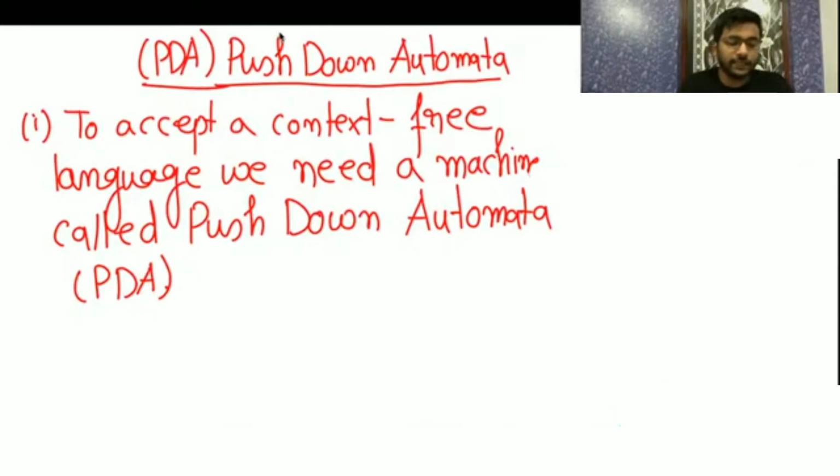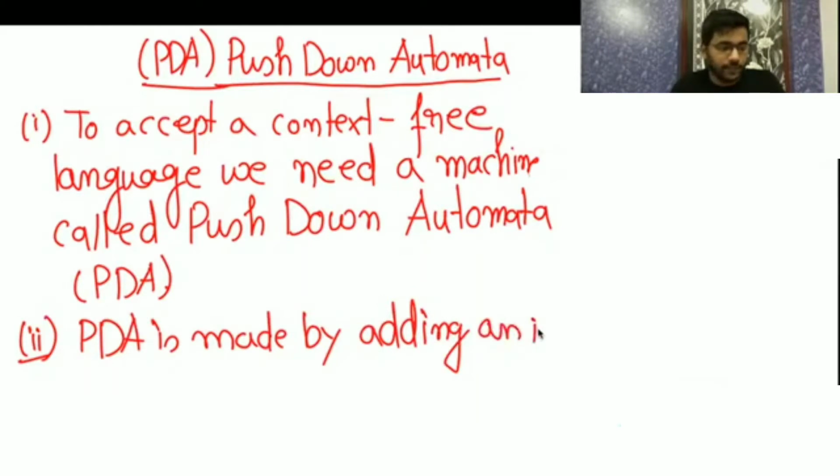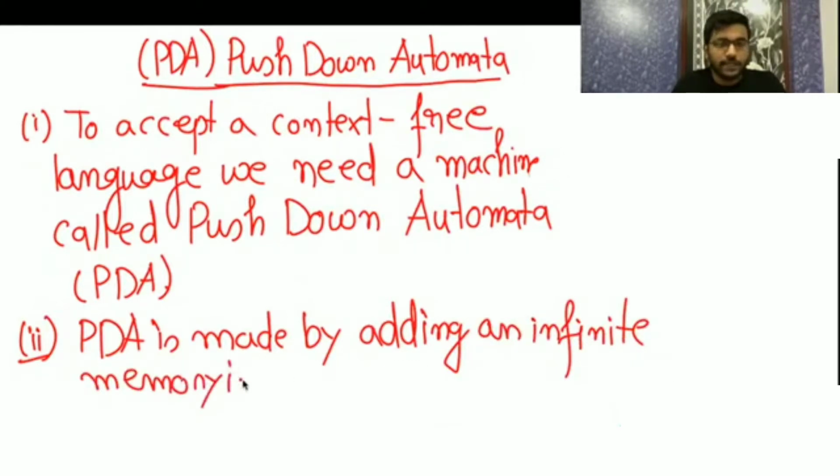So PDA is made by adding an infinite memory, that is a stack, to FA. We write the second step. FA plus stack is your PDA. If you are done with the writing, then please let me know. So PDA is FA plus stack, and stack is your infinite memory.